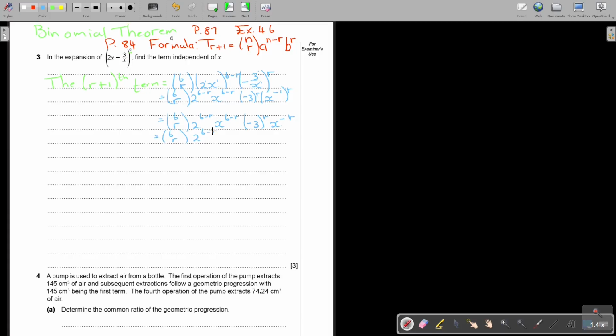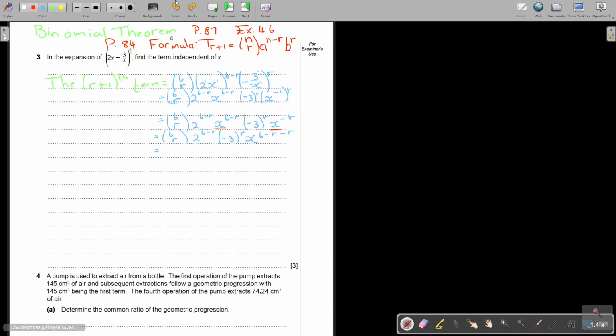Now don't forget, I'm bringing that negative 3 to the power r. Do you see that this is x, the base, and x? I'm just making it one term there. So basically, it's x to the power 6 minus r minus another r. And that will give me 6r over 2 to the power 6 minus r, and then it is negative 3. Let's just leave this step. This is really unnecessary. I have all the information that I want.